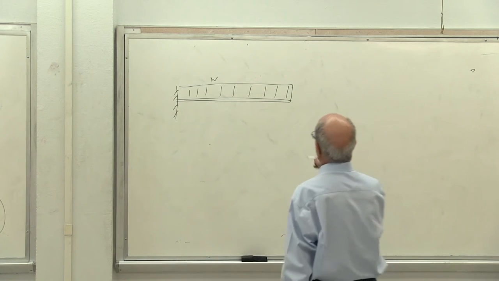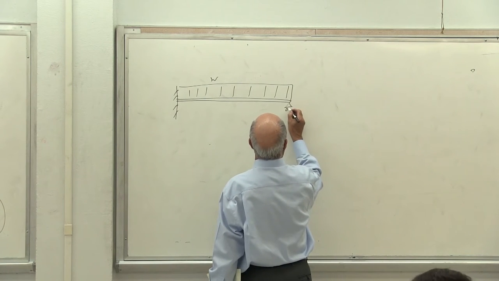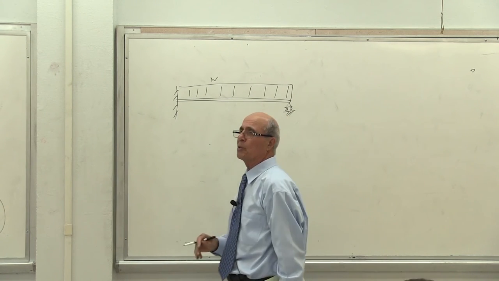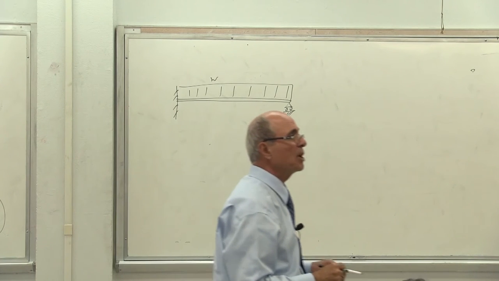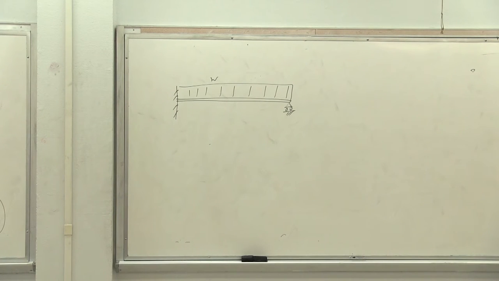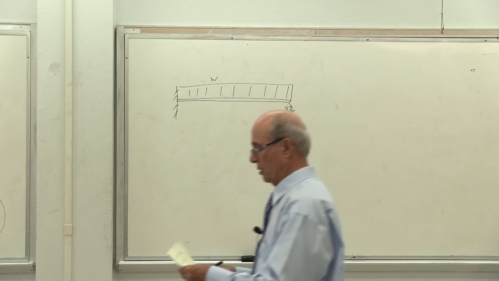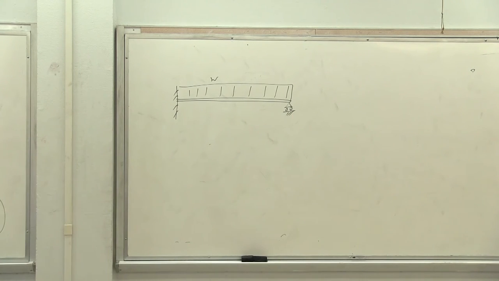However, as soon as I put a roller support here, I have too many unknowns now. Is that correct? You have seen this in the past, it becomes very simple, but an indeterminate problem means that with statics alone, I cannot find the reactions. Is that correct or not? Okay, what's the solution? Come on, guys. It is only two lines, but what's the solution?